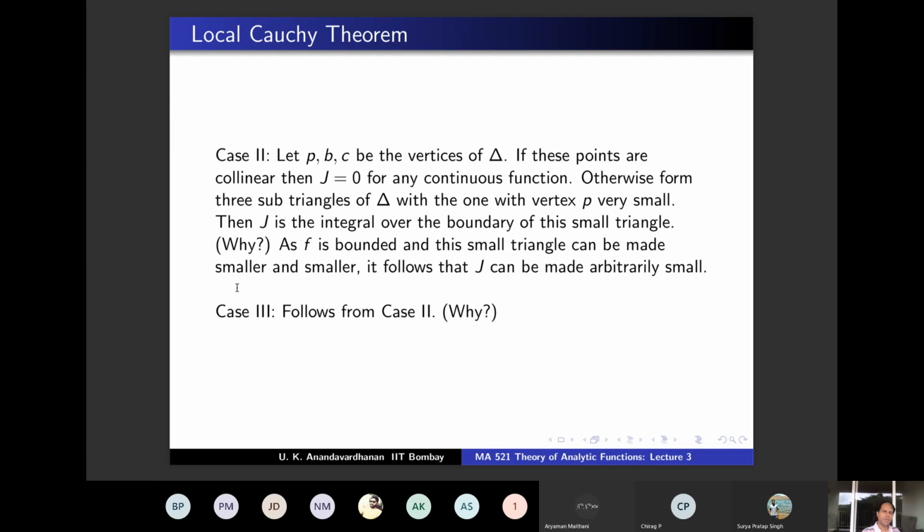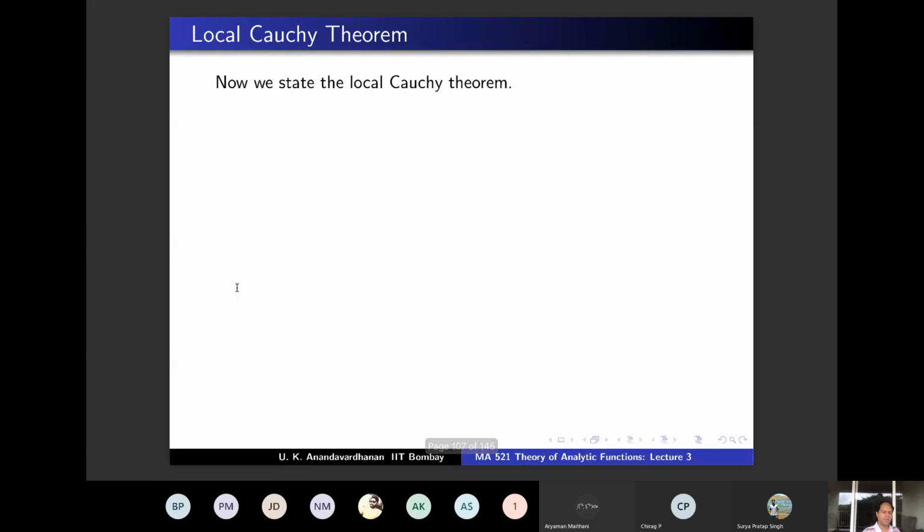Okay, so maybe this was a bit quick. If you have questions, we will discuss in the next class, or you ask me on WhatsApp. Because very quickly, let's cover the slides. Okay, so local Cauchy theorem is something you have done in multivariate, I mean in calculus long back.